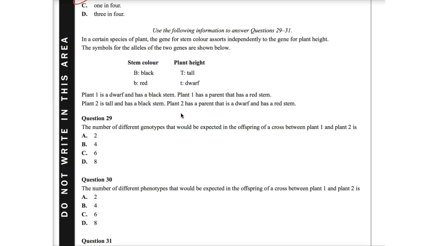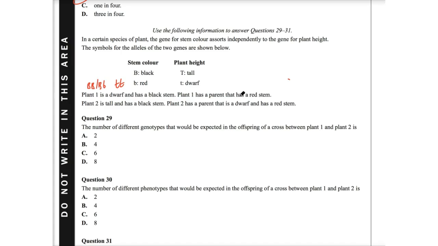Now we've got to use the information that we've been given, which is plant 1 in terms of parents and what they actually are, to extract their genotype. So let's look at plant 1 first. I'm not even going to worry about plant 2 before I've done this. Plant 1 is a dwarf with a black stem. So we know from the get-go that it's going to be big B at the stem colour locus, and then it's obviously going to have to be little t. But we've got to work out which one that is.